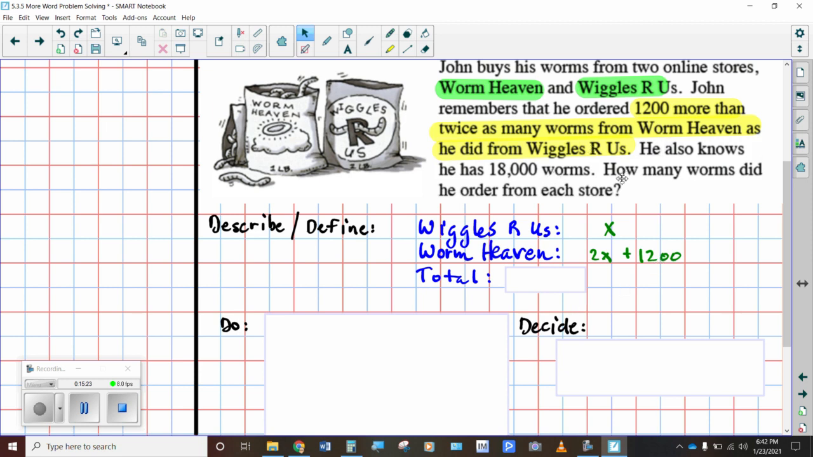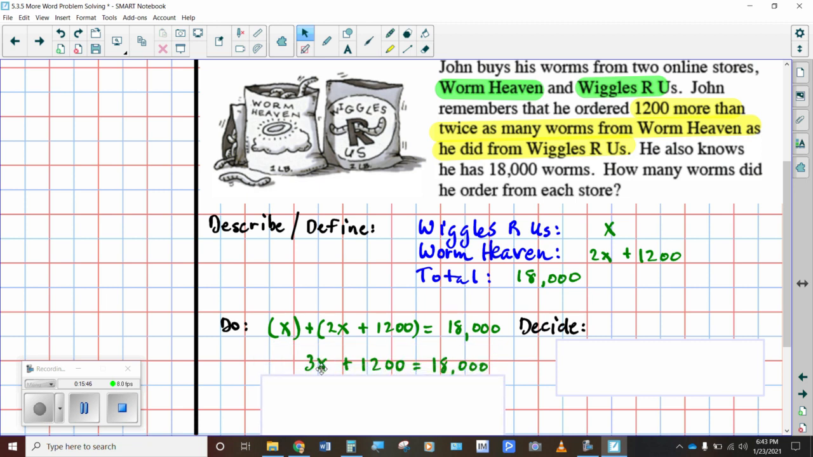And when you add them all together, how many did he get? He got 18,000, right? So that's going to be the total. So when you add this quantity to this quantity, it equals 18,000. So we'll set up that equation. This is how many he ordered from Wiggles Are Us. This is how many he ordered from Worm Heaven. You combine like terms, you get 3x's, right? X plus 2x is 3x's, plus 1,200 equals 18,000.